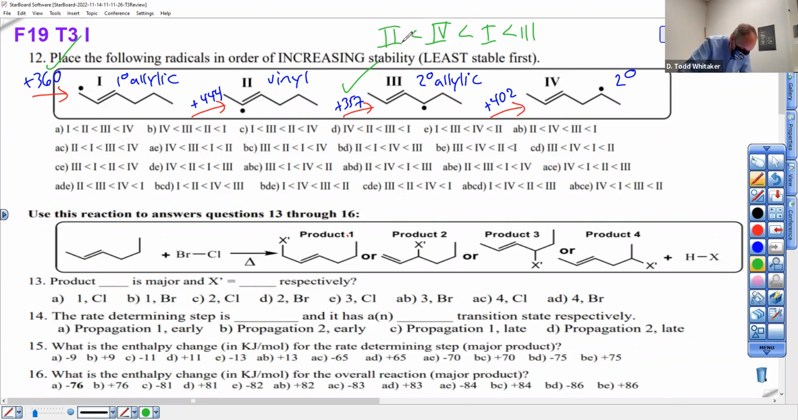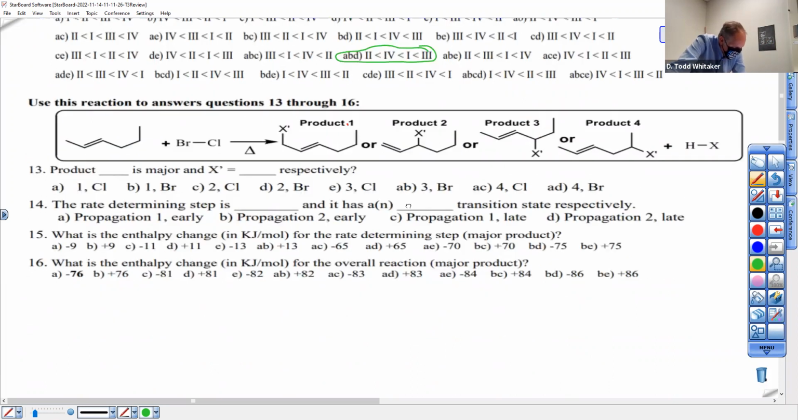The answer is 2413. Yeah, it wasn't bad. Use this reaction to answer 13 through 16. I probably drop this. If this shows up, it'll be 2 questions, not 4.